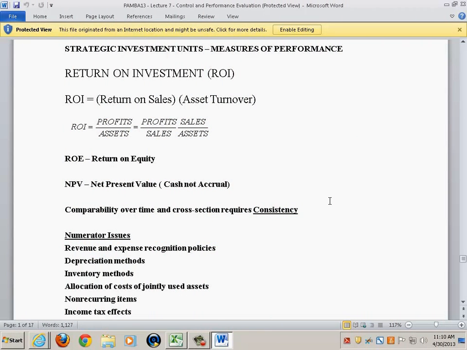Our subject today is measurement of performance for strategic investment units, where the strategic investment units can be the companies as a whole, and then within companies, strategic business units can be investment centers where the authority is delegated to make decisions over the procurement, operation, and deployment of productive assets. So we are dealing with measurements of those units.